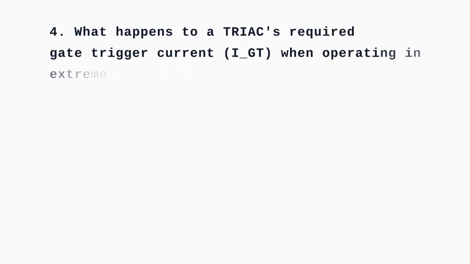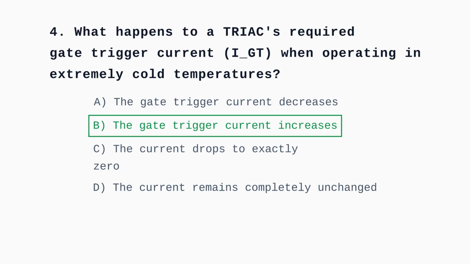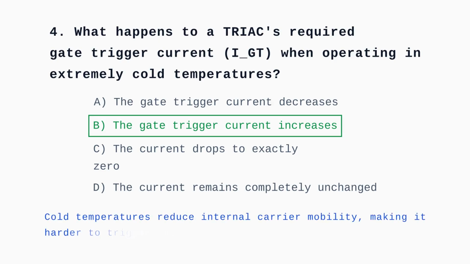Question 4. What happens to a triac's required gate trigger current when operating in extremely cold temperatures? As operating temperatures drop, internal silicon carrier gains fall, requiring a larger gate current pulse to successfully force the device to turn on.